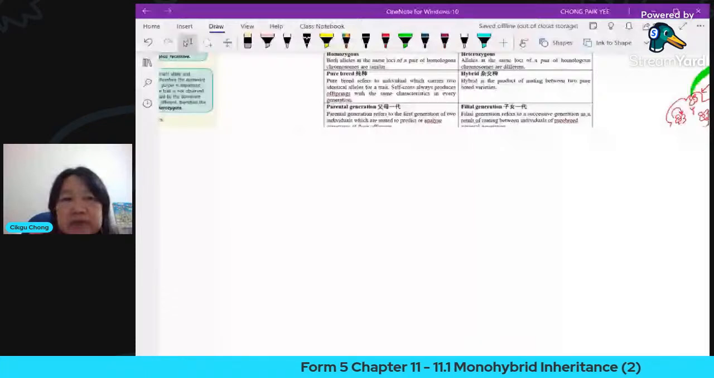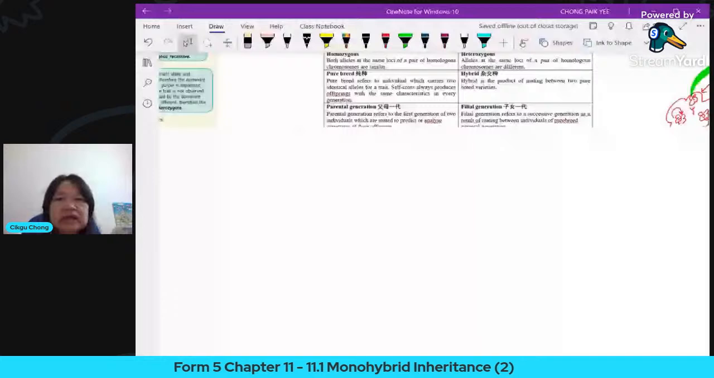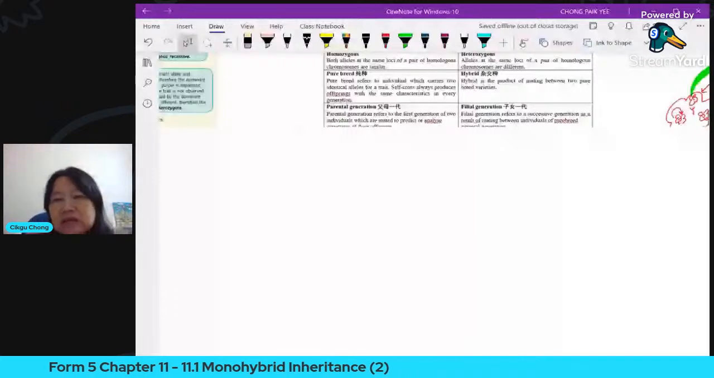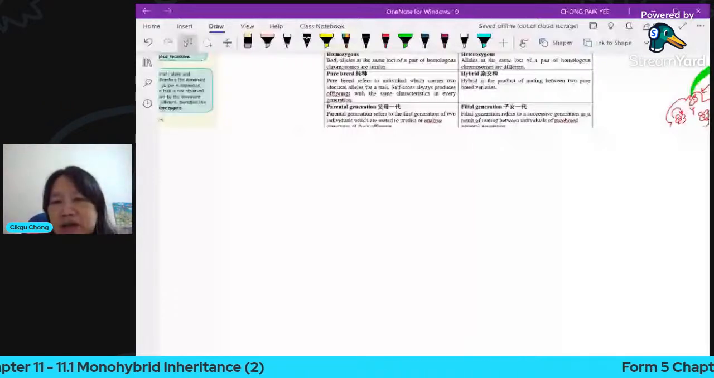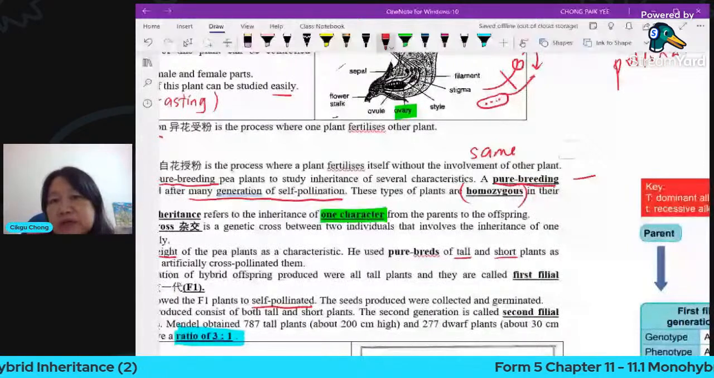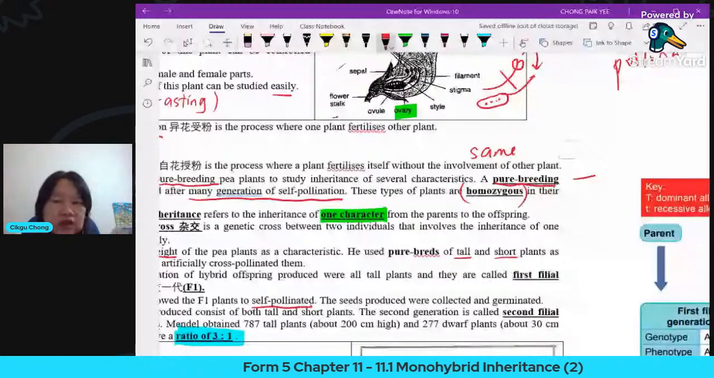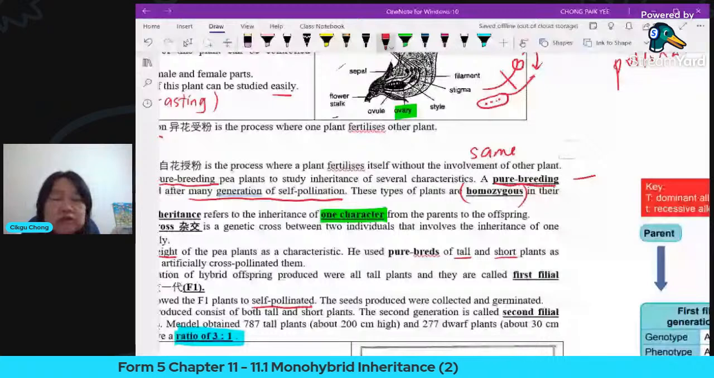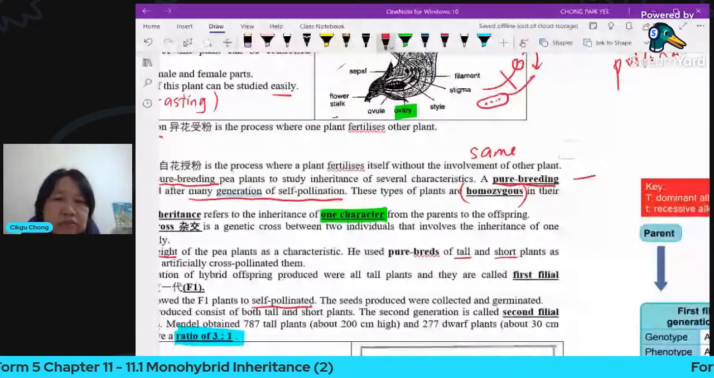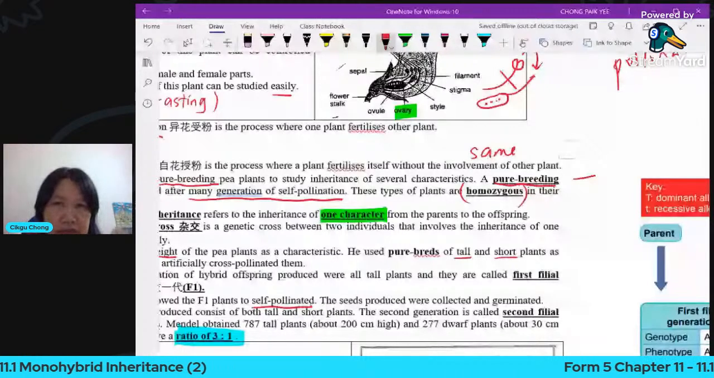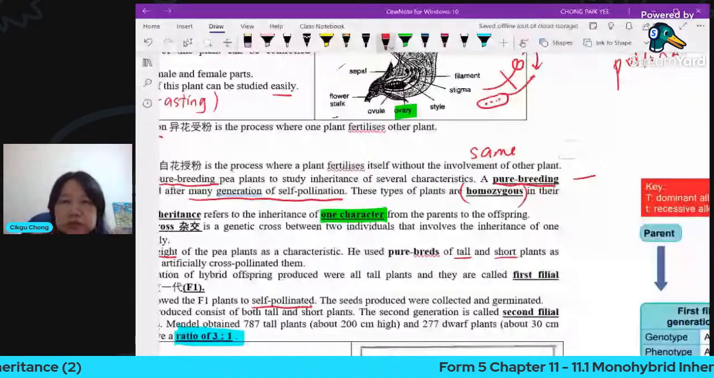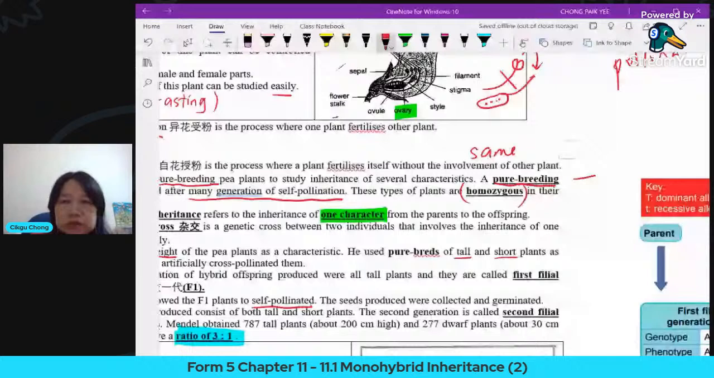That means these plants are called homozygous. Homozygous means the kind of gene that they have can only be one type. That means capital T for tall, let's say it that way. So it's homozygous. All pure breeds are homozygous because the two alleles there are the same type. It is homozygous. Okay, so what is monohybrid inheritance?